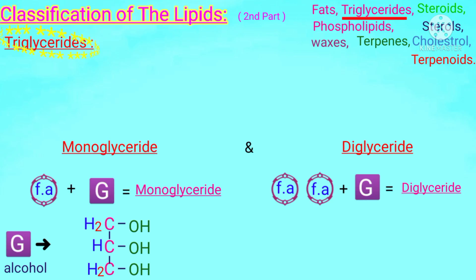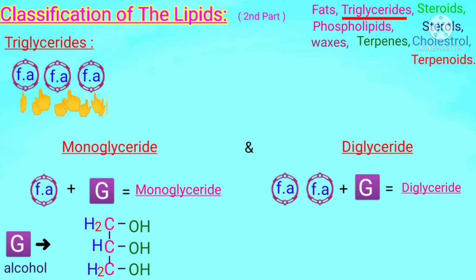Next, students, in triglyceride, how many fatty acids will join? Guess. As tri means 3, yes, students, you are right. When three fatty acid molecules join with one glycerol, as glycerol is always taken one, then we will get a triglyceride. Three fatty acid molecules plus one glycerol molecule, then we will obtain a triglyceride.